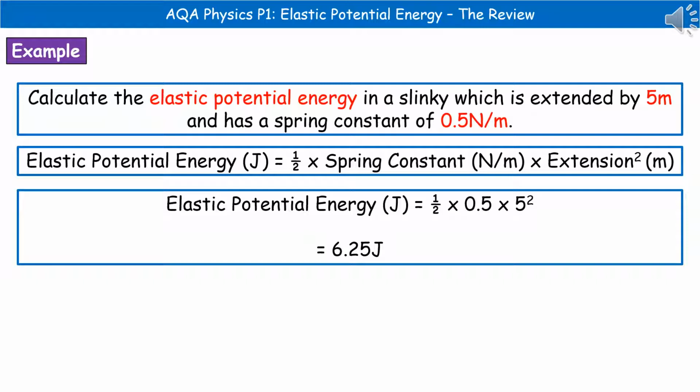So half times our spring constant, which is 0.5, times the extension, which is 5, and we've got to square that 5. So plug all those numbers into your calculator, making sure that it is only the 5 that's being squared, and we should get the answer of 6.25 joules.